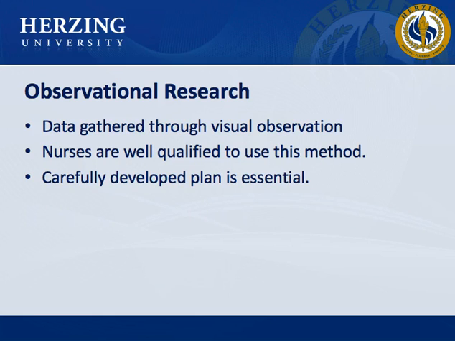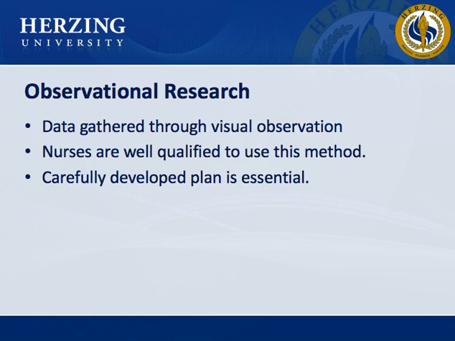Observational research is concerned with gathering data through visual observation. For observations to be considered scientific research, a carefully planned study is necessary. The researcher must decide what behaviors will be observed, who will observe the behaviors, what observational procedure will be used, and what type of relationship will exist between the observer and the subjects.